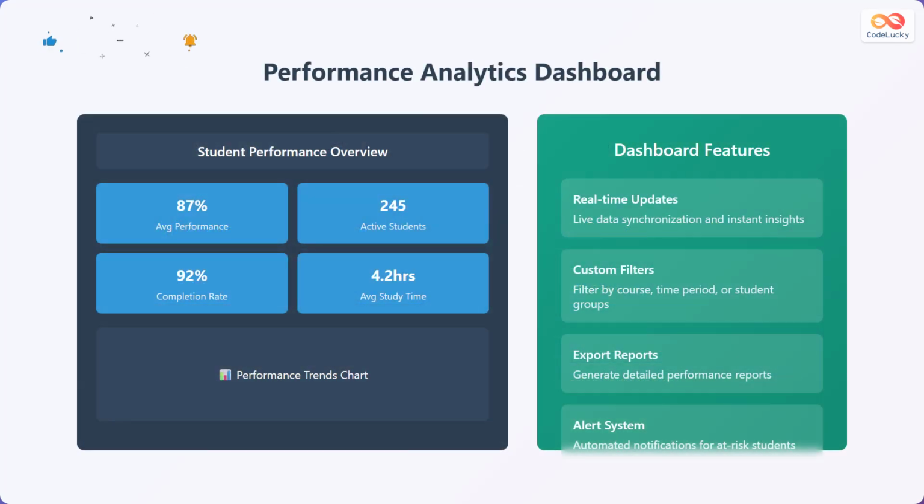Let's explore a performance analytics dashboard. It provides a student performance overview. Some of the key widgets include average performance, number of active students, completion rate, and average study time. The dashboard also features a performance trends chart. Key features are real-time updates, custom filters, export reports, and an alert system for at-risk students.